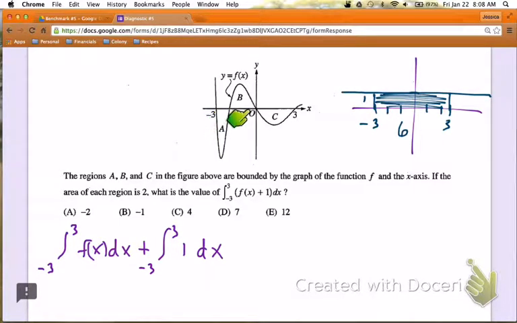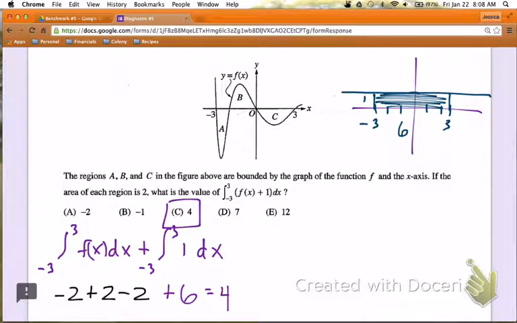Then from here to here, +2. From here to here, -2. Okay, so do you see this pattern that's forming? So we have -2, and that middle area is +2, and that final area is -2. And then this piece here that I just found from this rectangle is 6. So when I add together -2 plus 2 minus 2 plus 6, that equals 4, which is answer choice C.